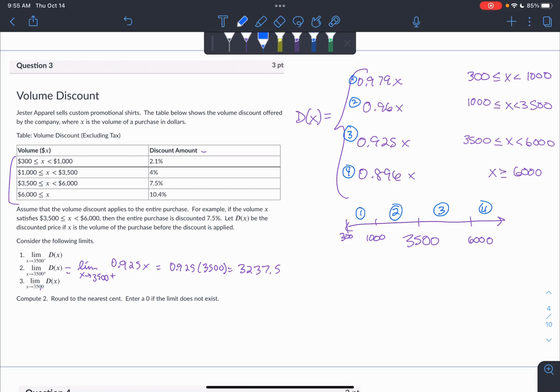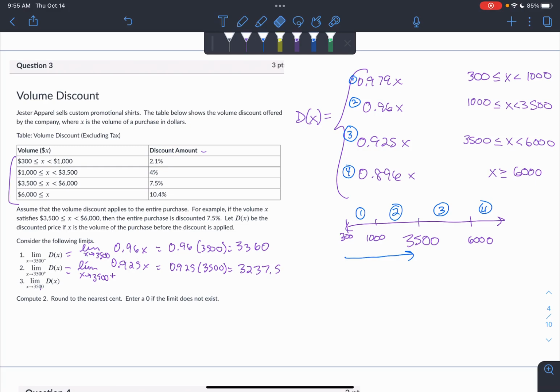So when we approach 3,500 from the left, I want to be looking at my second piece. So this is going to be the limit as x goes to 3,500, and my second piece is this 0.96x. So again, let's plug it in, see what happens, and I get 3360. Okay, so those are the answers to 1 and 2.